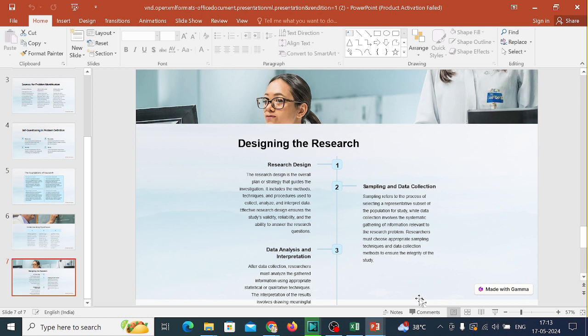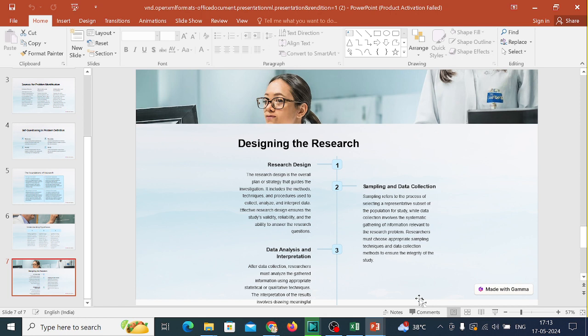Then the next one is sampling and data collection. Do you know the definition of data? Data means collecting of information. Collective information is called data. So sampling data means how you provide evidence for the topic you have selected. You need to provide the evidence through proper data.